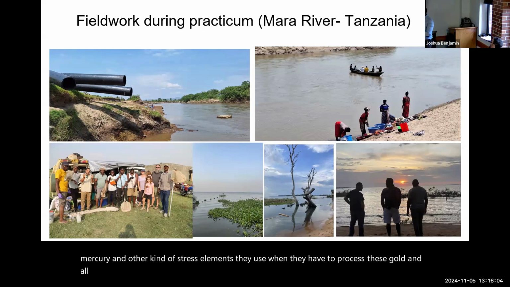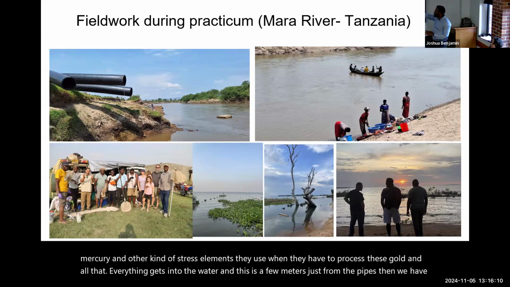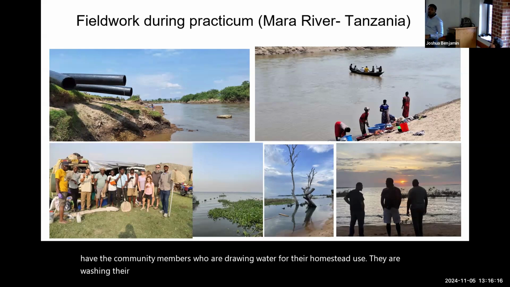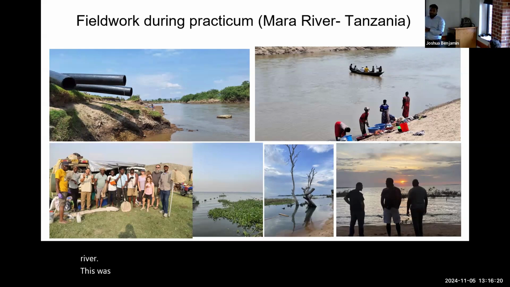Everything gets into the water, and this is a few meters just from the pipes. Then we have the community members who are drawing water for their homestead use. They are washing their clothes. These are actually some cooking pots. They are washing them next to the river. This was there and here. So all that is happening, and downstream, there's a lot of activity happening.